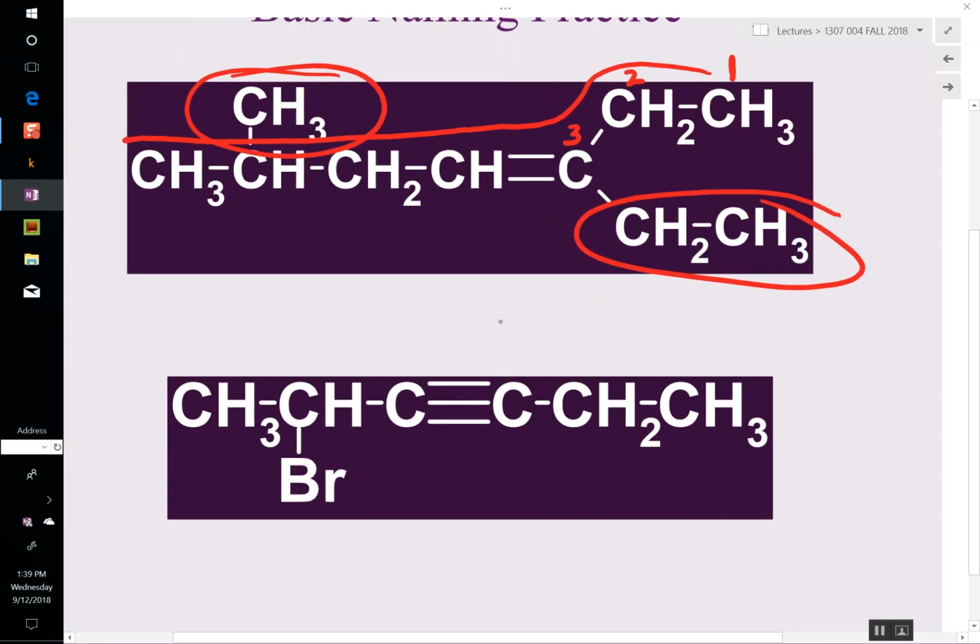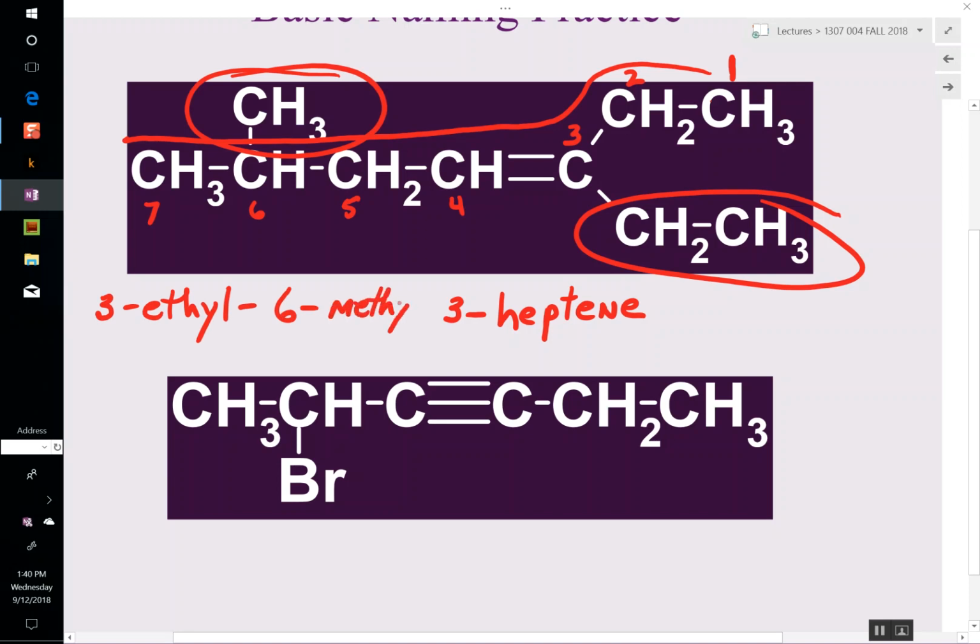So it's 7. So it's hept what? Heptene. All right. Now we got that ene. So what number has to go in front of heptene? 3. It's 3 heptene. And what else is it? 3 ethyl, 6 methyl, 3 heptene.